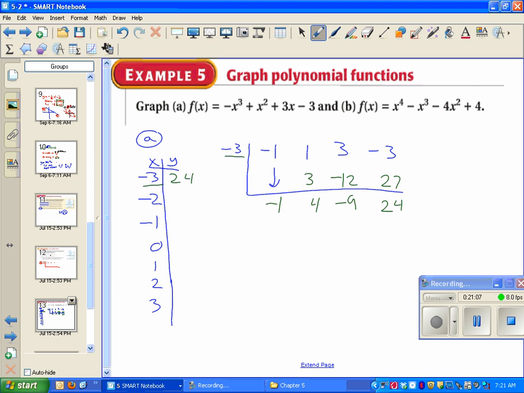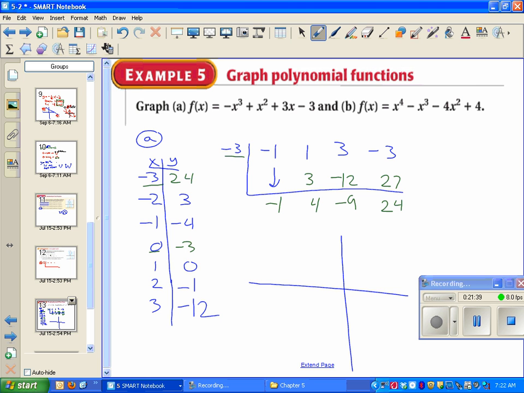So please pause the video and make sure you can do synthetic substitution for the other 6 values. 0, you might not need to do anything, just look at it because the y-intercept is going to be -3. But please pause and do the rest of them and then check back and make sure you get the numbers I get. Okay. So the numbers that I got were 3, -4, 0, -1, and -12.